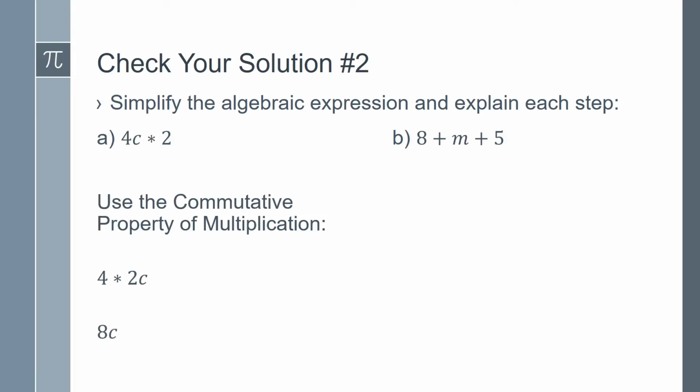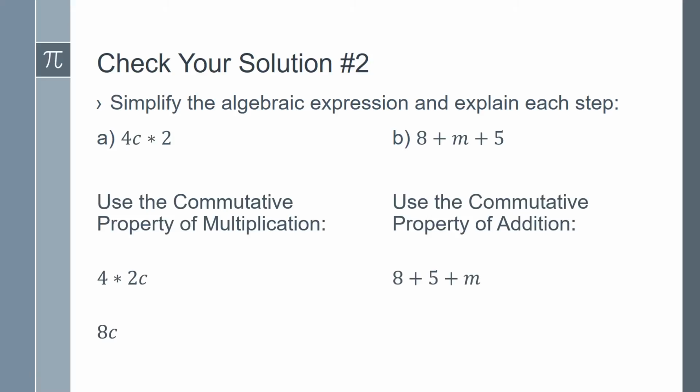Now let's take a look at part B. 8 plus m plus 5. We can use the commutative property of addition to rearrange. 8 plus 5 plus m. 8 plus 5 is 13, so we now have the expression 13 plus m.